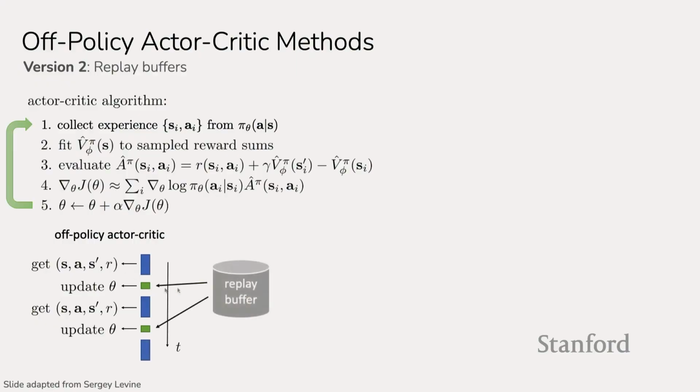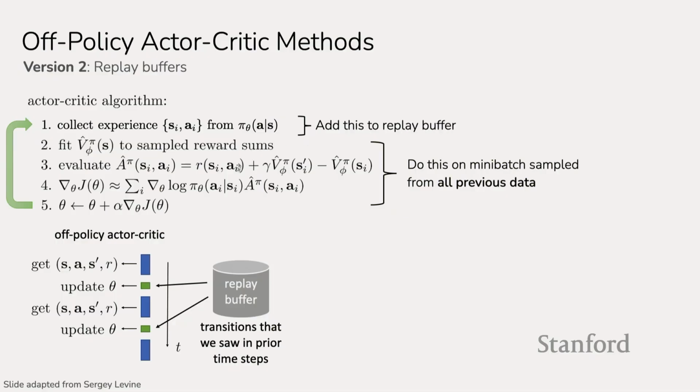And when we update our policy, this will actually be coming from a replay buffer. We'll be doing gradient steps using all of our past experiences rather than just our immediate past experience. In particular, when we collect experience, we'll want to add this to our replay buffer. And when we update our policy, we want to use a mini batch sampled from all previous data rather than just our last batch of data. So those are the modifications we need to make in order to use a replay buffer.